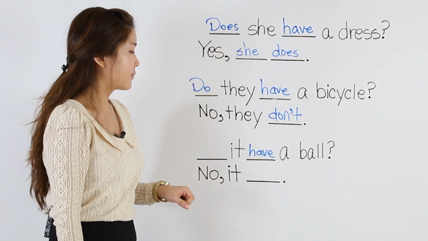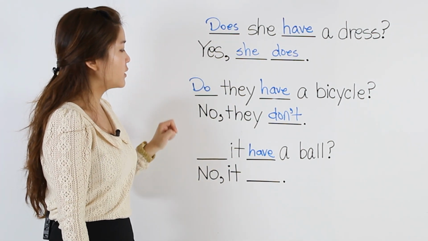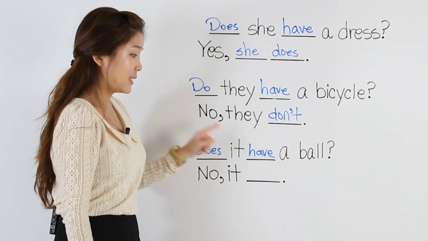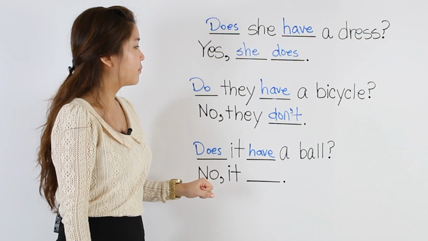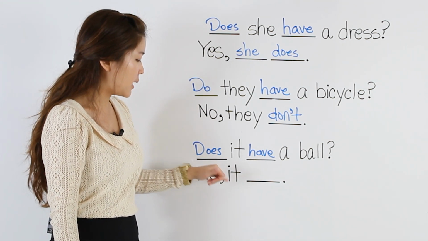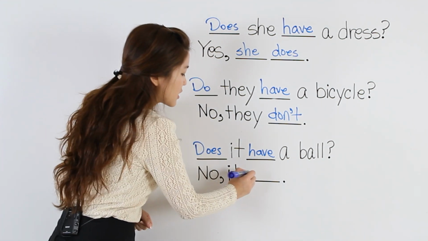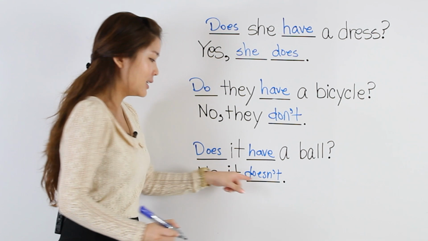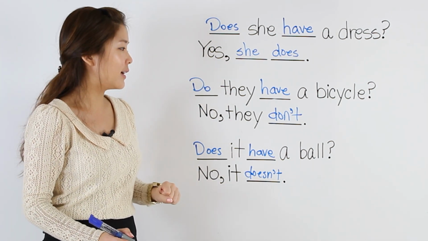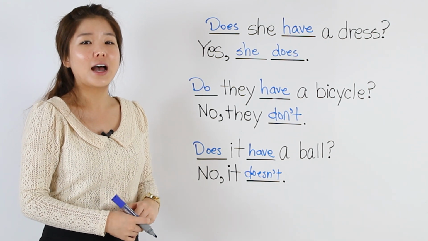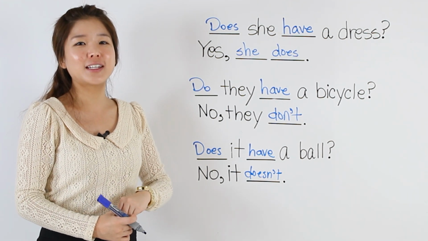Okay, and again, we have over here it. Which one, do or does? The answer is does. Does it have a ball? Again, the answer is negative. No, it does not. Or the contraction, no, it doesn't. Okay, so that was our practice for asking questions with have. I hope you understand, and I'll see you in the next video.